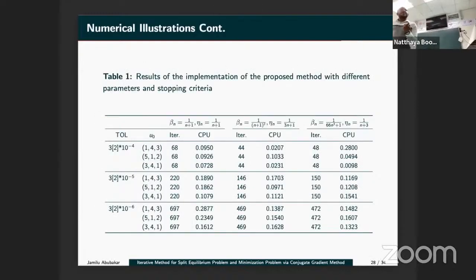We give a table of this. Forgive me, this is a typo, this should be just the tolerance. We stop when the difference between the previous iterates is less than or equal to 10 raised to the power of -4, and we vary it to see the behavior. We also vary the initial starting point. You can see the number of iterations when you take different types of sequences. We see that we have a good result when we take the sequence beta_n to be defined by this and theta_n to be defined like this. This is where we have the best result. But we can see that the algorithm is consistent in terms of convergence and the results are okay.